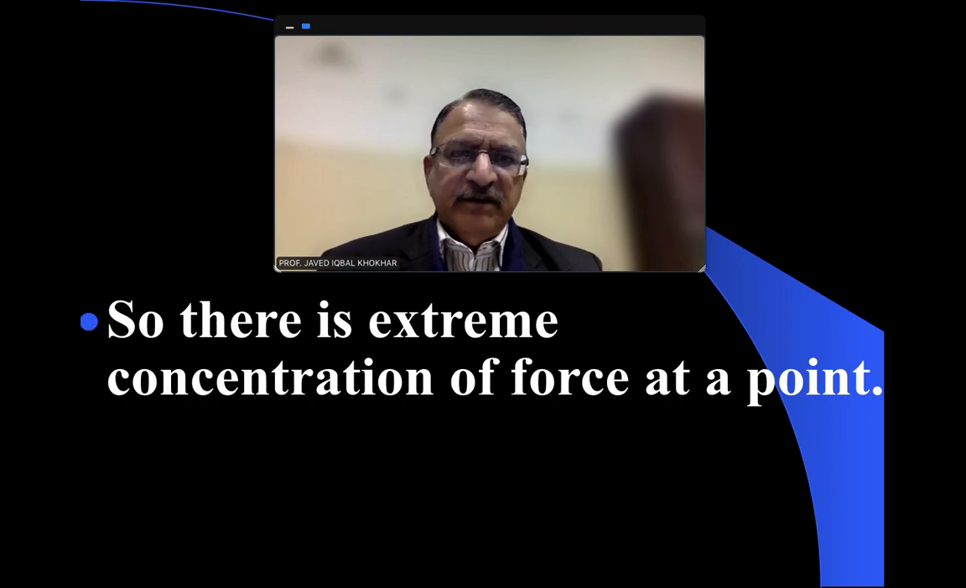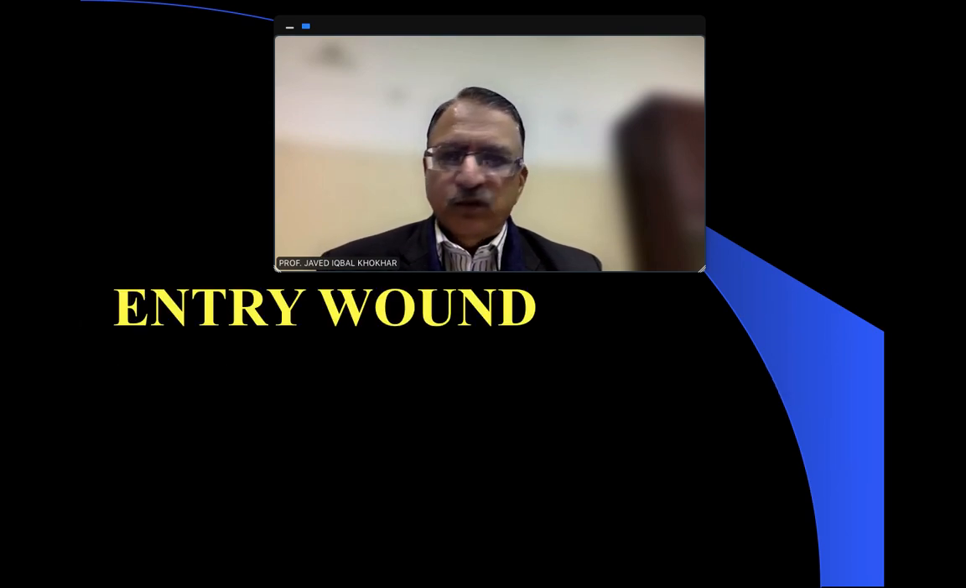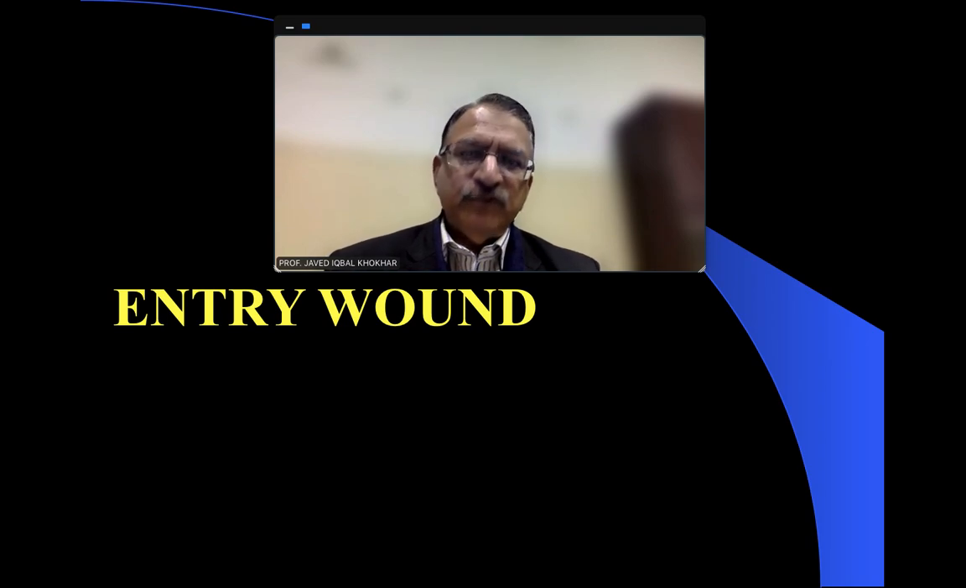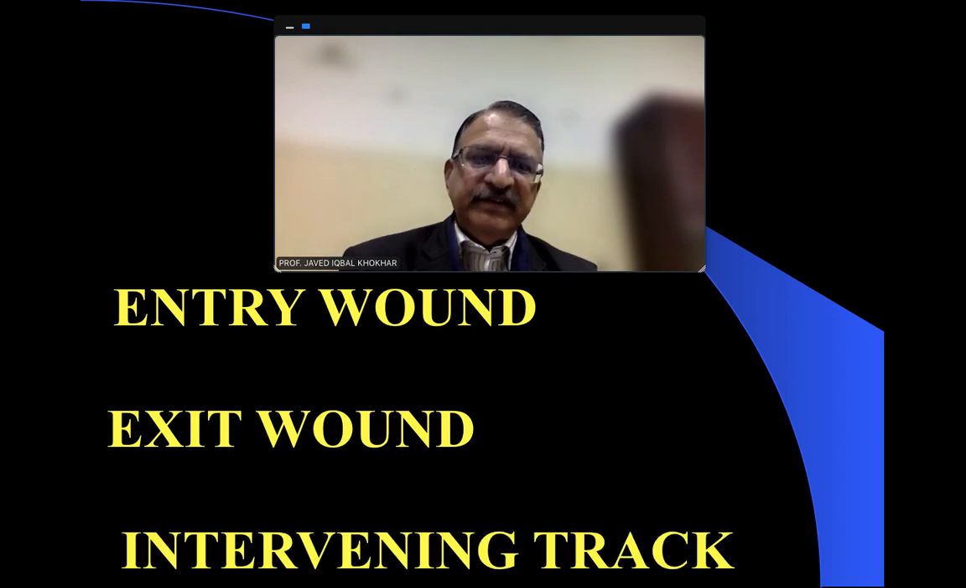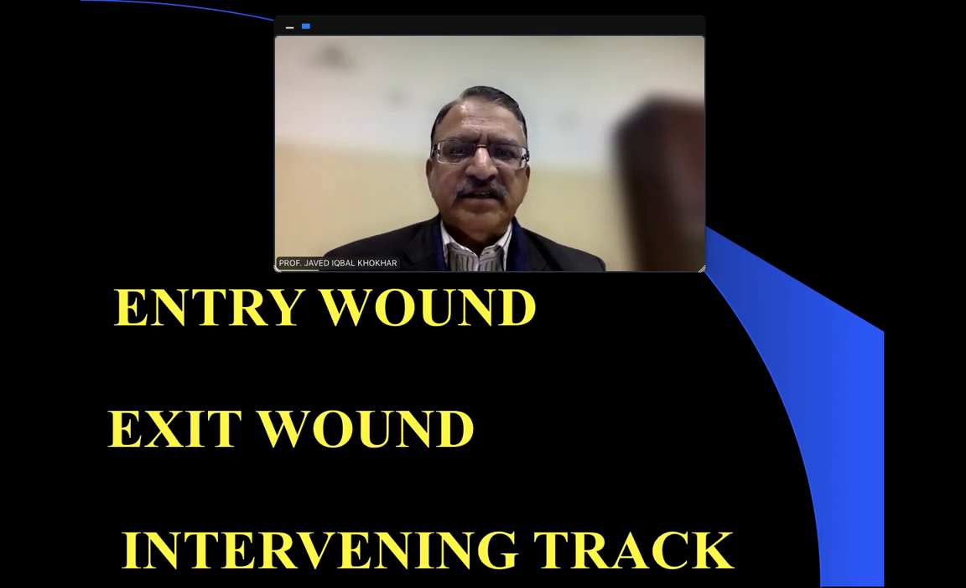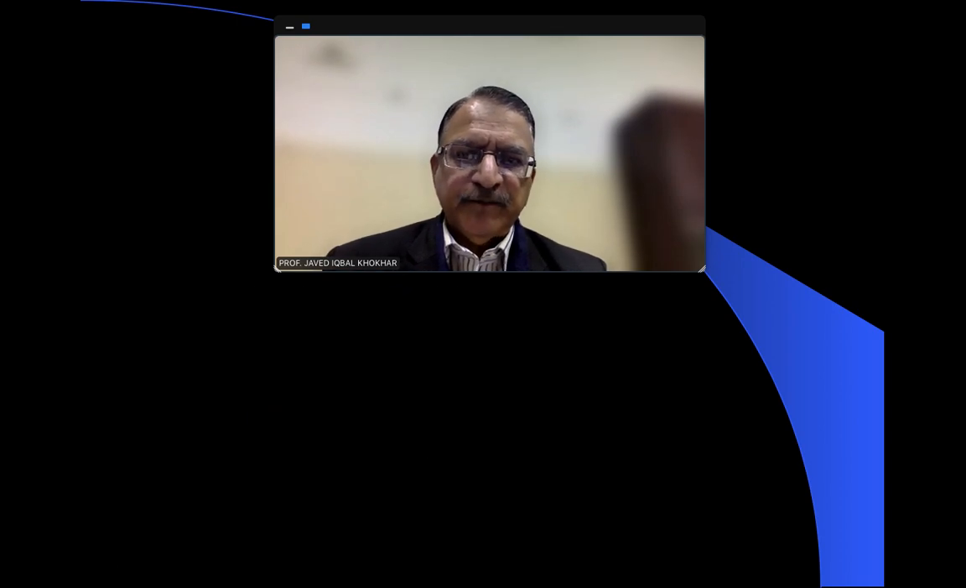And there will be extreme concentration of force at one point, and a special type of wound is produced, that is having an entry wound entering into the body, and an exit wound if the bullet exits from the body, and there is an intervening track from the entry wound to the exit wound, the intervening area through which the bullet has traversed within the body and caused the damage, lacerating various viscera. That is the track of the bullet.